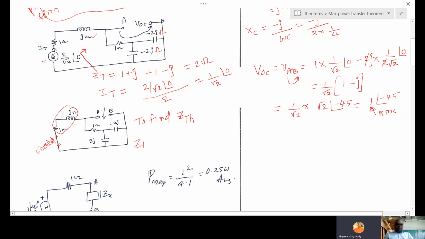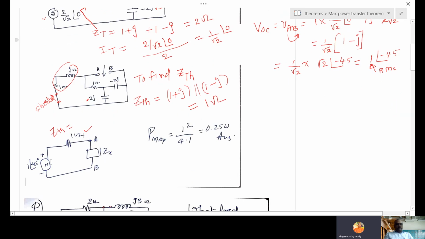So Z Thevenin is equal to 1 plus J. 1 plus J is in parallel with, what is this equivalent to? Minus J. This equivalent is minus J. 1 minus J. So 1 plus J and 1 minus J are in parallel. Simplify, you get 1 ohm. That's why Z Thevenin is 1 ohm.